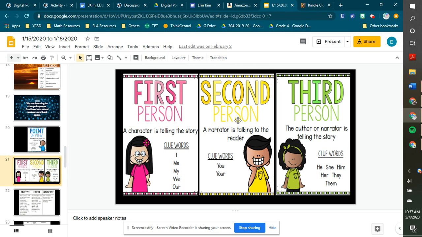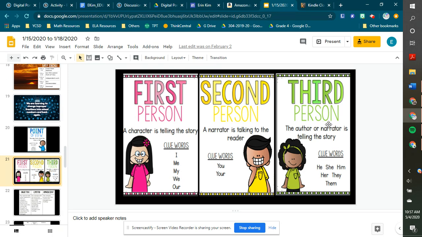The second person point of view is when the narrator is talking to the reader. So you and your. They don't usually use second person in fiction books because I think it makes the fictional story seem a little bit less personal. But they do use it with nonfiction books because they use things like, oh, did you know? And second person, I kind of think of it as like when someone's trying to tell me advice. You should do this, you should do that. That's what I think of.